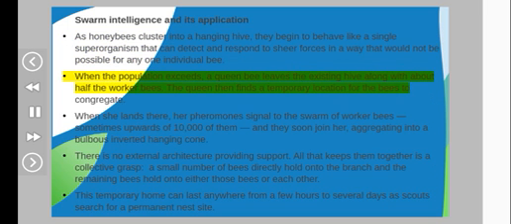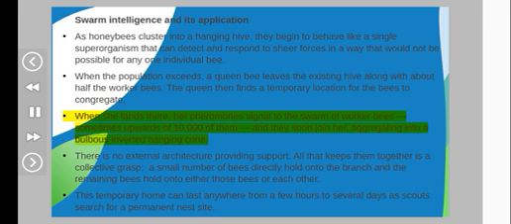When the population exceeds capacity, a queen bee leaves the existing hive along with about half the worker bees. The queen then finds a temporary location for the bees to congregate. When she lands there, her pheromones signal to the swarm of worker bees, sometimes upwards of 10,000 of them, and they soon join her, aggregating into a bulbous inverted hanging cone.